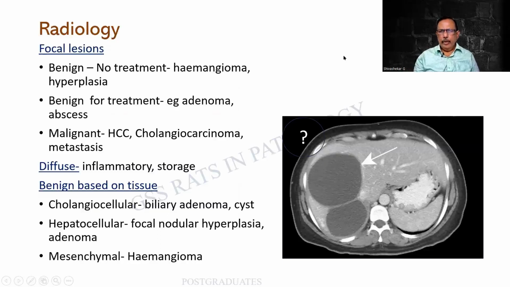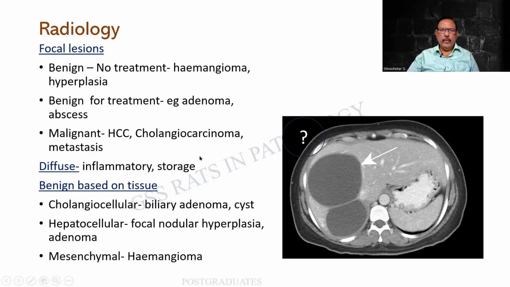Radiology plays a very important role. So basically the radiologists have divided it into three. One is a focal lesion, which can be benign for treatment, and malignant. Benign: in one, there is no treatment needed, as in the case of a hemangioma, just observe. Malignant, obviously you'll have to treat, and you'll have to differentiate between hepatocellular carcinoma, cholangiocarcinoma or metastasis.